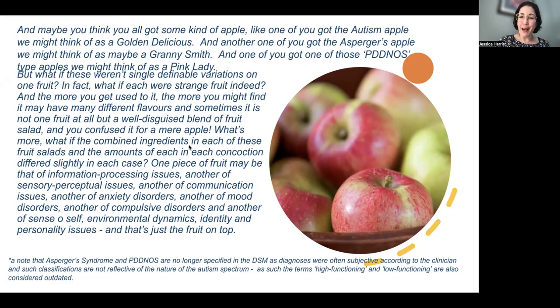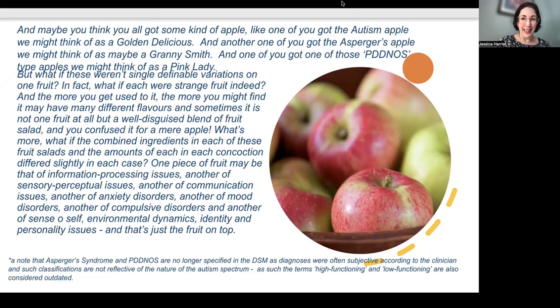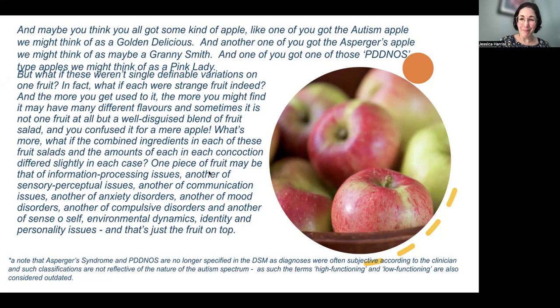What's more, what if the combined ingredients in each of these fruit salads, and the amounts of each in each concoction, differed slightly in each case? One piece of fruit may be that of information processing issues, another of sensory perceptual issues, another of communication issues, another of anxiety disorders, another of mood disorders, another of compulsive disorders, and another of sense of self, environmental dynamics, identity, and personality issues. And that is just the fruit on top.